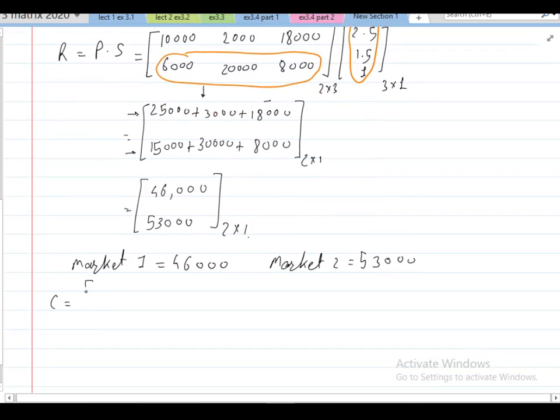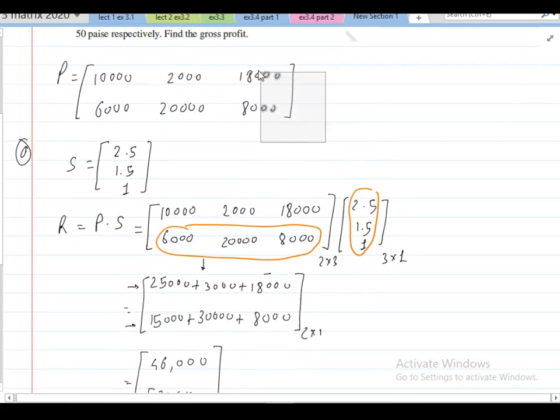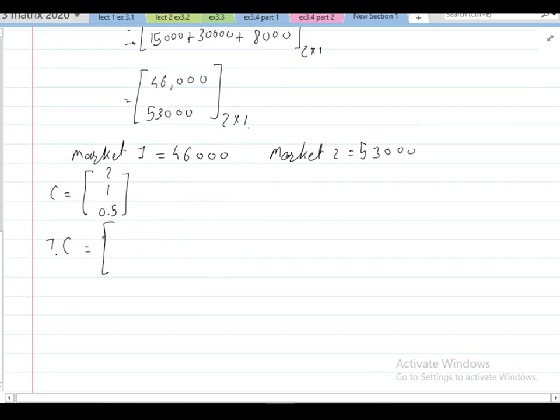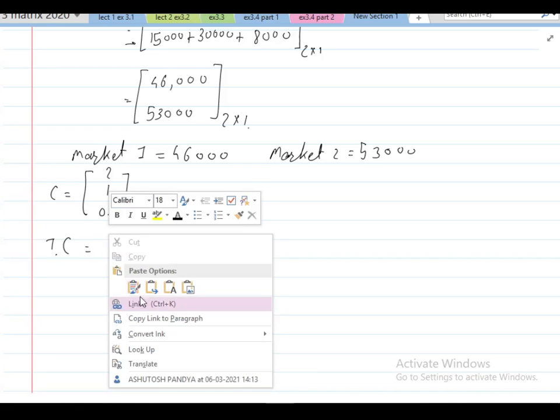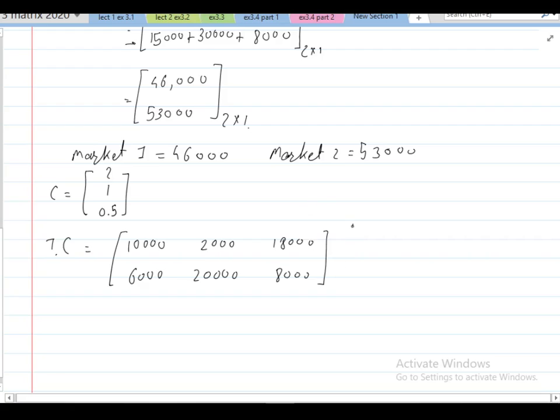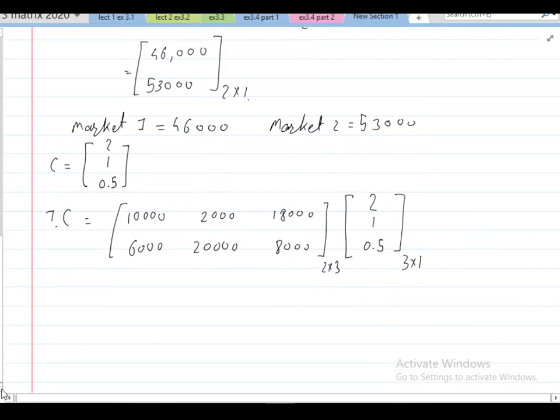So the cost is 2, 1 and 50 paisa, or we can say 0.5 rupee, right? Yes, sir. The total cost will be our production into the cost above. This is your 2 cross 3 and this is 3 cross 1, so our answer will be 2 cross 1.